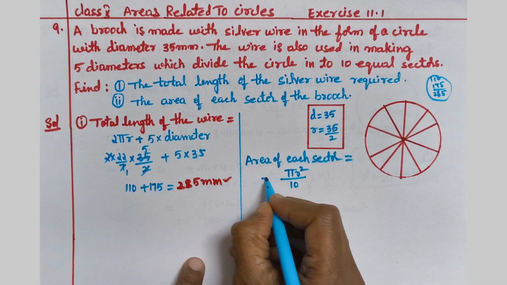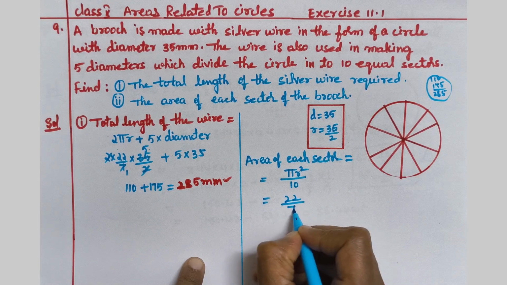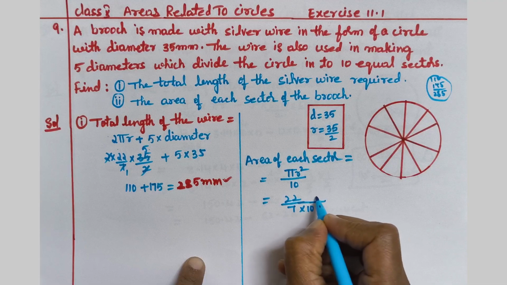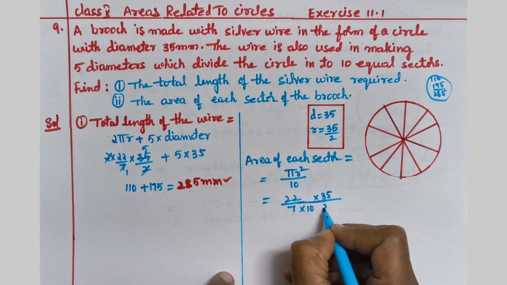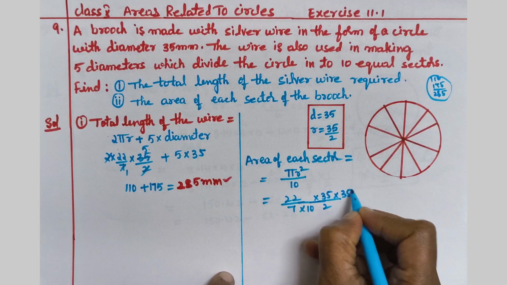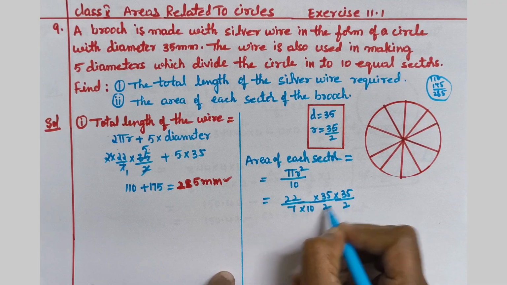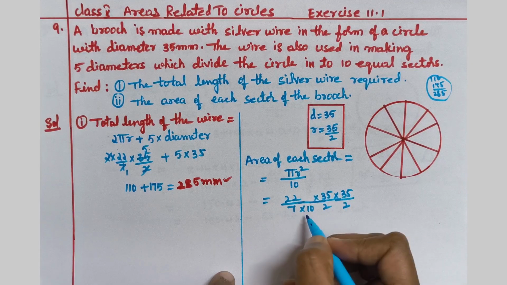Okay. Now see here, apply the values. Pi value is the 22 by 7. Okay, here 10 is there, 10 right. Next radius how much is there? Radius 35 by 2. 35 by 2 into 35 by 2. Pi r square by 10. Pi value is the 22 by 7. Radius 35 by 2, 35 by 2, here 10.